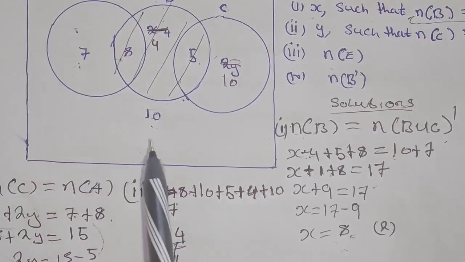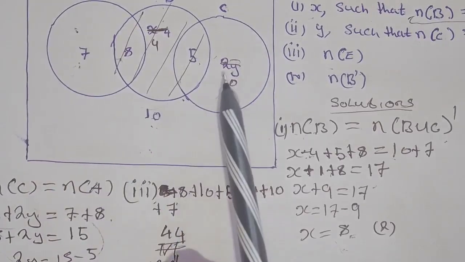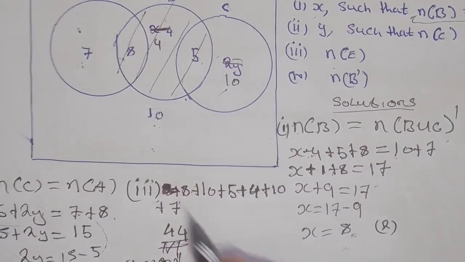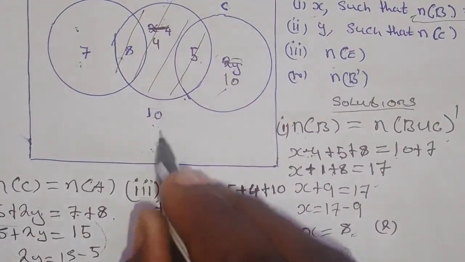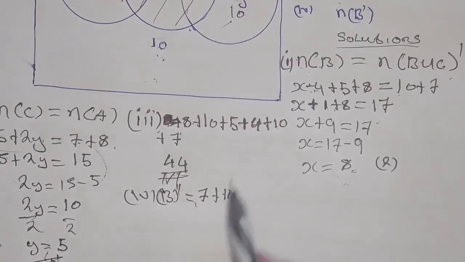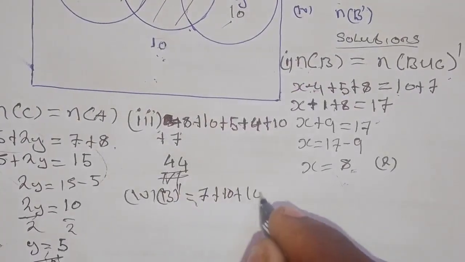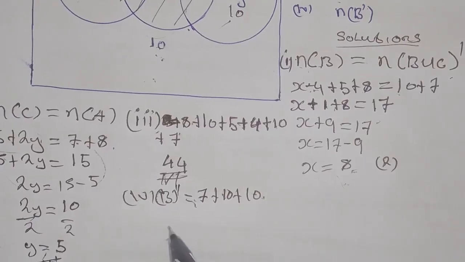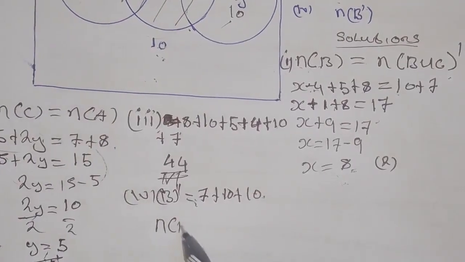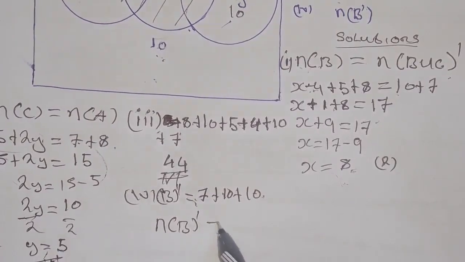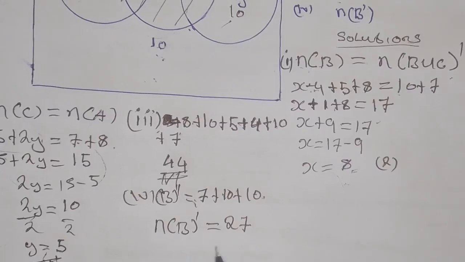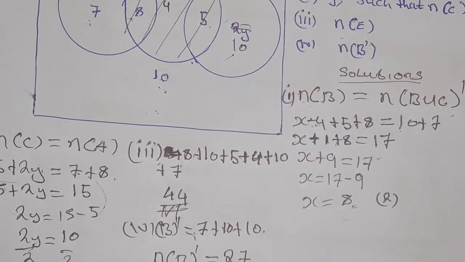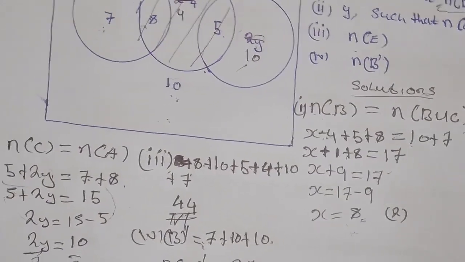So for us to find the numbers that are not in B, we just add this 7 plus 10 plus this 10 here. Okay, so we have 7 because 7 is not in B, plus 10 also is not in B here. So 7 plus 10 plus the other 10. So this 10 plus 10 will give us 20. 20 plus 7 will give us 27. Okay, 27. So this question came in 2019 paper 2 internal. Okay, and it was on question 3B.